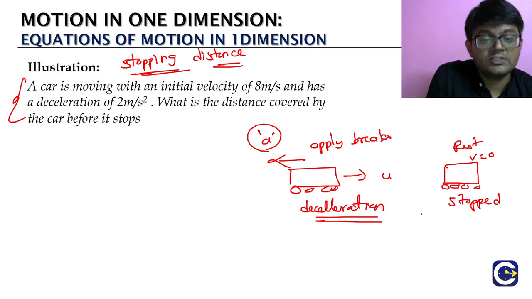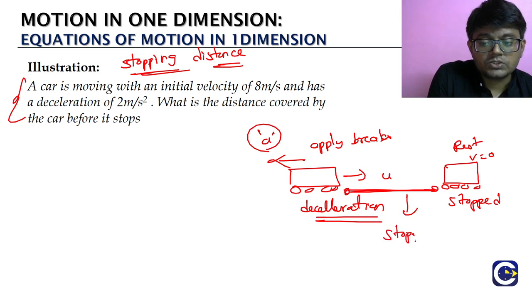When the final velocity is 0, it is getting stopped. So the distance covered, meaning the gap between the time where you apply the brakes and the time where it is getting stopped, is what you call the stopping distance, or stopping displacement.